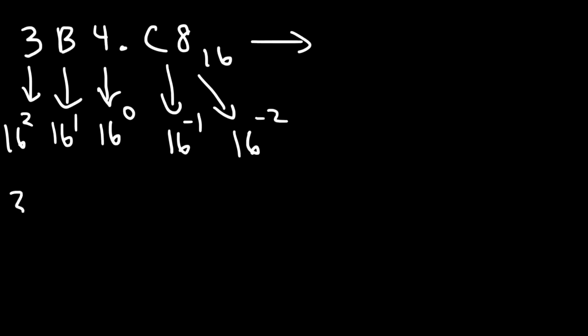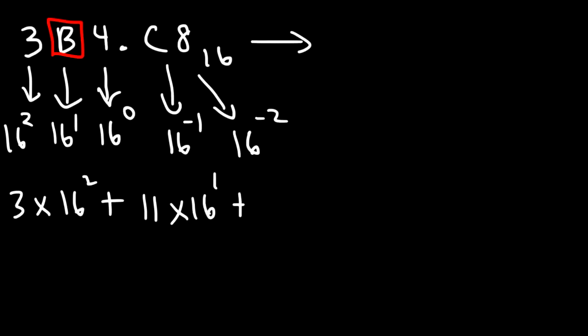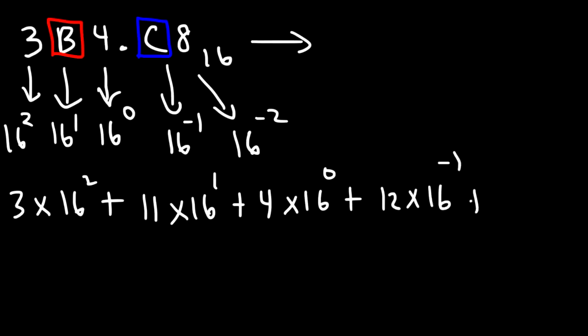So let's write this out. So we have 3 times 16 squared, and then let's change B to its decimal value. B corresponds to 11, so that's 11 times 16 to the first power, and then plus 4 times 16 to the 0 power. Now we need to change C. C corresponds to 12, the next number beyond 11, because C comes after B. And so that's going to be 12 times 16 to the -1, and then 8 times 16 to the -2.